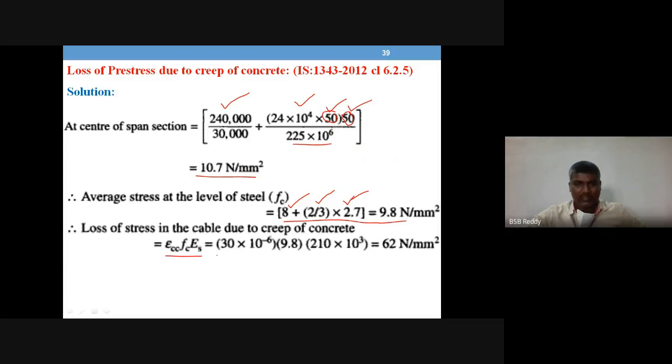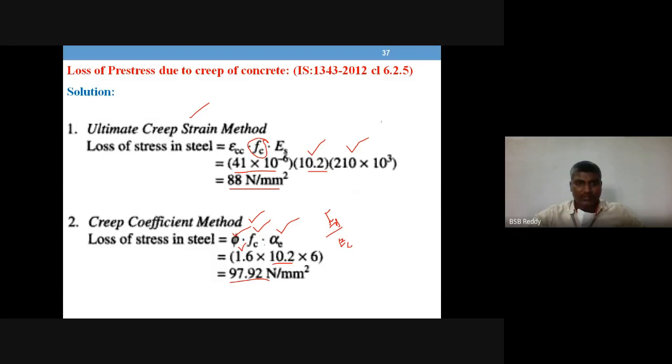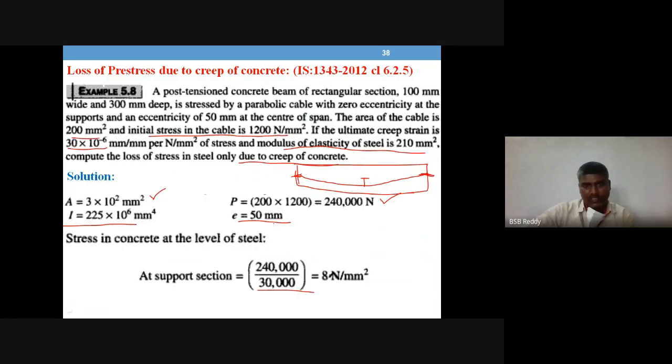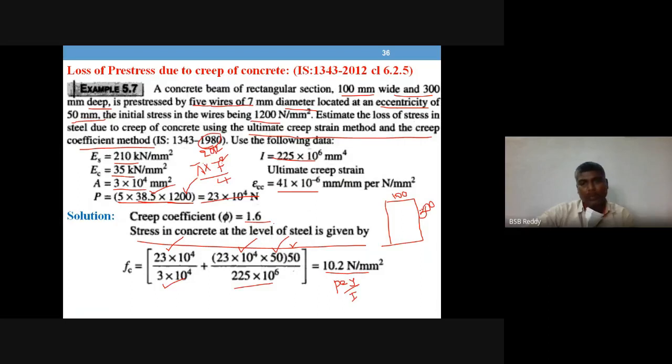creep, so it is like creep coefficient, ultimate creep strain value given to you, stress at the level of steel, and Young's modulus of steel, that is this value. So this is how you can get it if the cable is straight and if the cable is parabolic. So the only thing you need is either ultimate creep strain value or creep coefficient value. So there are two such methods by which you can calculate the loss of stress due to creep.